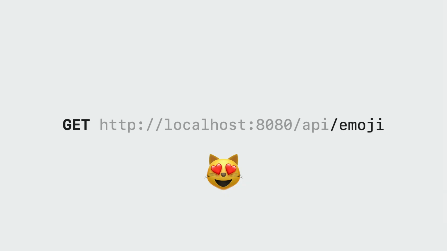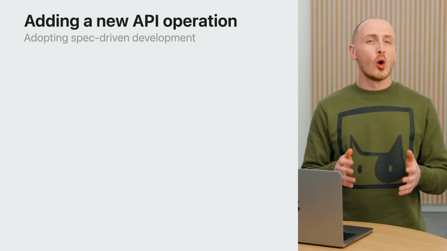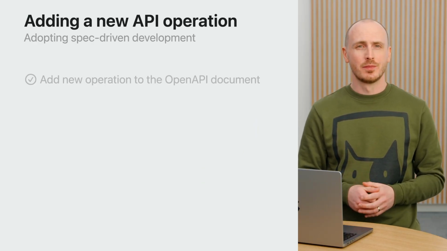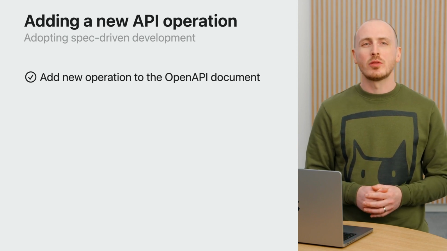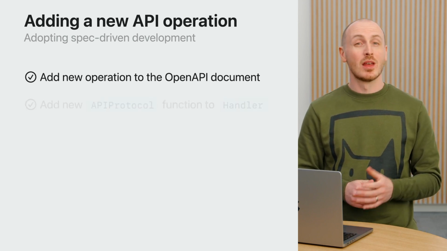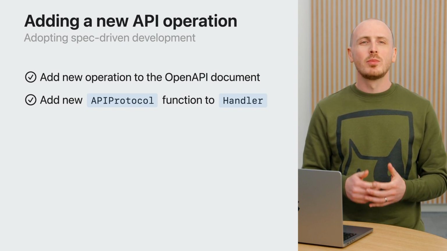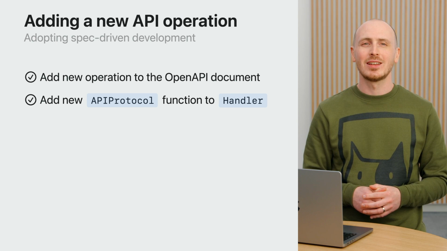Cat emojis are great, but lots of evidence suggests that the internet was primarily built for the exchange of cat videos, so we'll add that feature to our server. With spec-driven development, adding a new API operation requires just two steps. First, we add the new operation to the OpenAPI document. Then, because the generated protocol now has a new function requirement, the compiler will insist we define a method on our handler and implement the business logic. Before we start, we'll need a cat video, which I've added to the resources folder for our target.